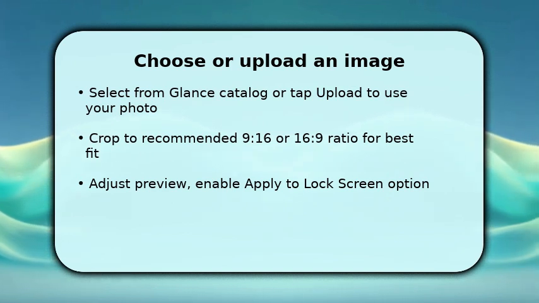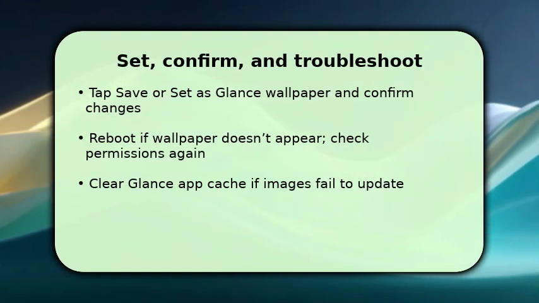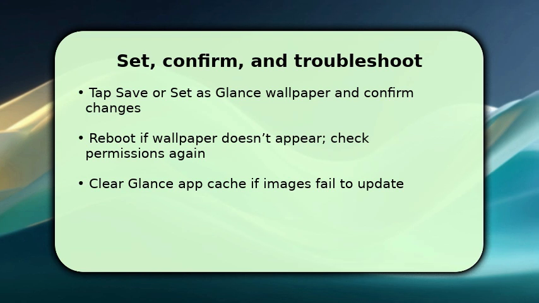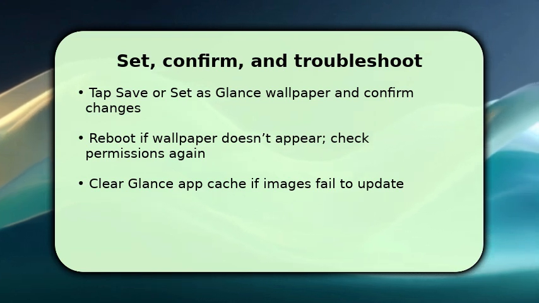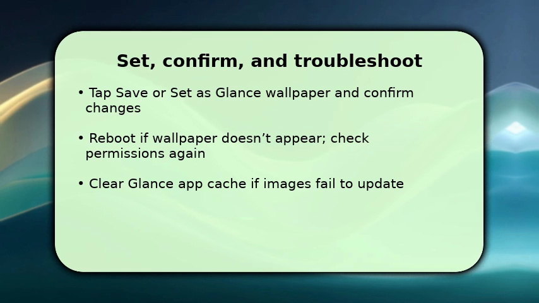You finish by tapping Save or Set as Glance wallpaper and confirming. This writes the image to the lock screen rotation. Once set, lock your phone to verify the new wallpaper appears.